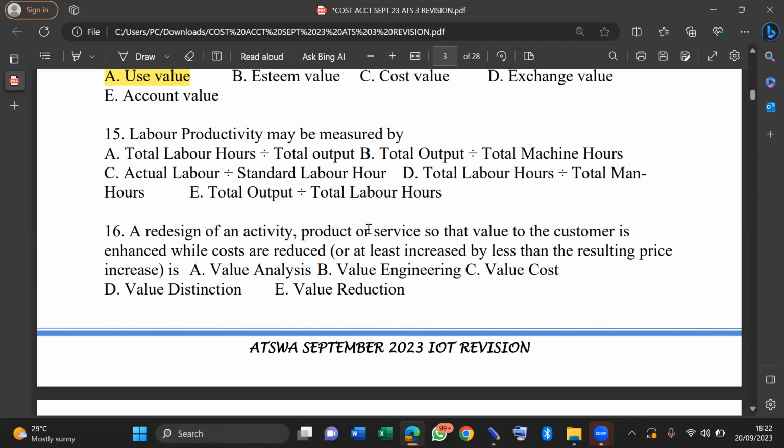How do you measure your labor productivity? Steve, how do you measure the labor productivity? No response. How do we measure our labor productivity? Total output divided by total labor hours. That will give you your productivity.